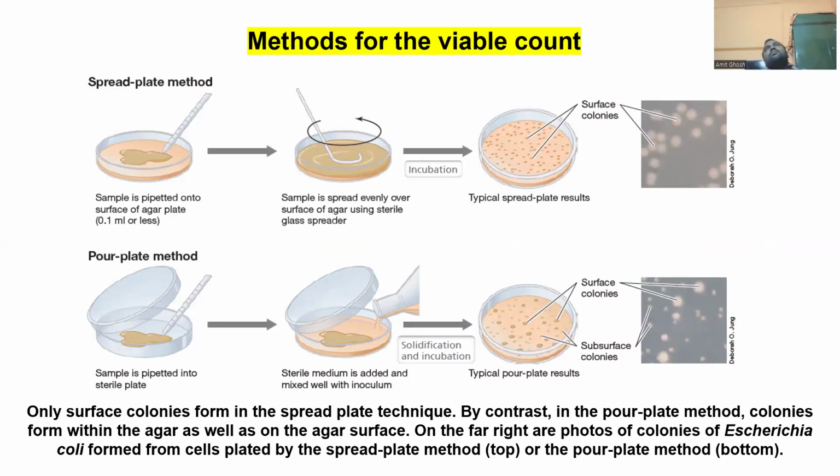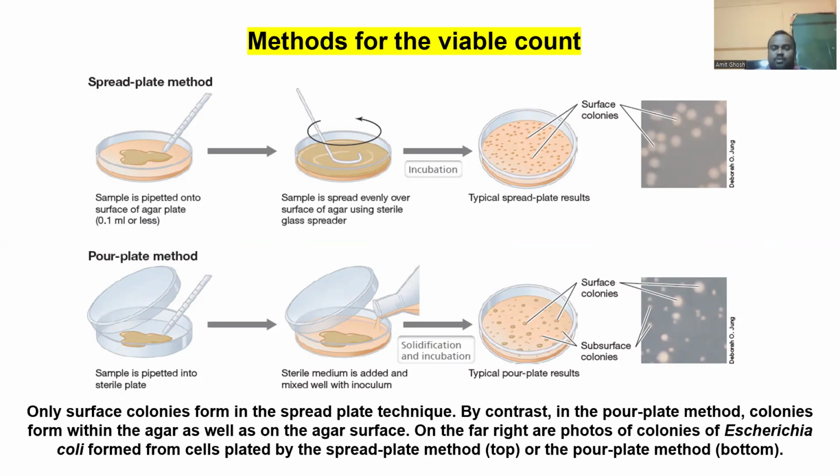Now we learned previously that you can count the microorganisms. But how can you count the viable cells on culture media? Here we are going to discuss the methods for the viable count. The upper panel is the spread plate technique and the lower panel is the pour plate technique.